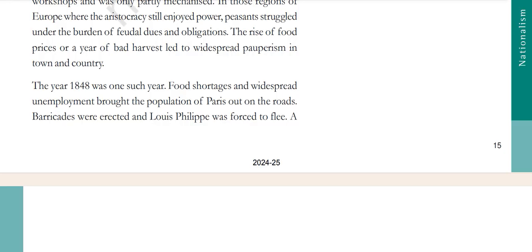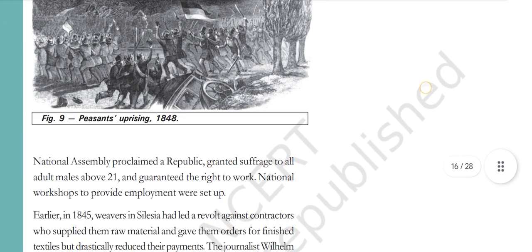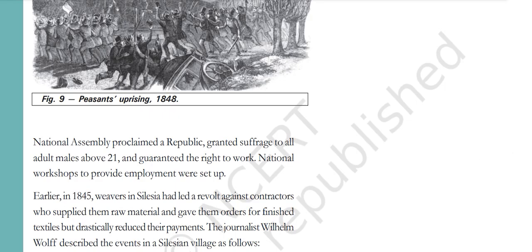Food shortages and widespread unemployment brought the population of Paris out on the roads. Barricades were erected and Louis Philippe was forced to flee. A national assembly proclaimed a republic, granted suffrage to all adult males above 21, and guaranteed the right to work. National workshops to provide employment were set up.